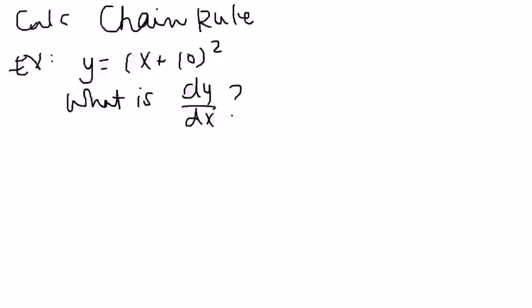For this section, we're going to talk about taking more derivatives. So let's look at the first example. If I have y equals the quantity of x plus 10 squared, and we have to find the derivative of this, you might think to yourself, okay, I'm going to expand this. So we have x squared plus 20x plus 100. So therefore, the derivative will be 2x plus 20. Pretty straightforward. This is just the power rule.